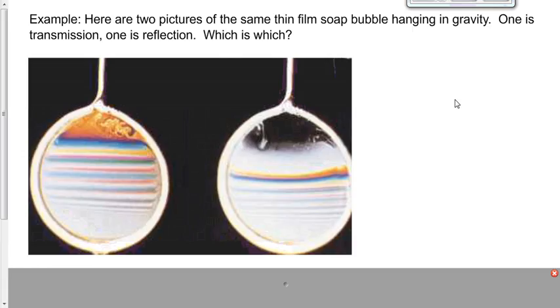So this might be like, I don't know, a piece of metal, and there's a soap bubble hanging in here, like before you blow a bubble or something. So it's hanging in gravity. And one of these is actually a transmission, and the other one is reflection. I want you to think about which one is which. So which one of these shows transmission, which one of these shows reflection.